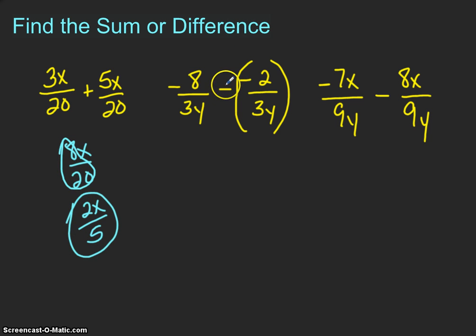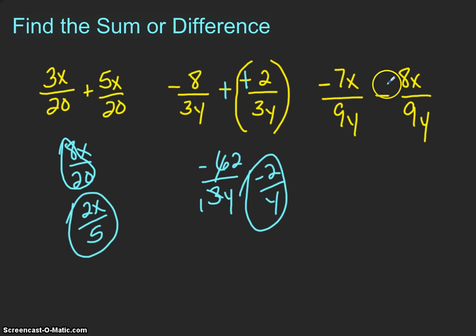Here, this becomes plus. Okay, again, I have 3y in the denominator. I'm okay because they're both 3y. I don't care as long as they're both the same. So it's negative 8 and a positive 2. That's negative 6. But this reduces. This becomes a 1. This becomes a 2. So it's negative 2 over 1y, or just y.